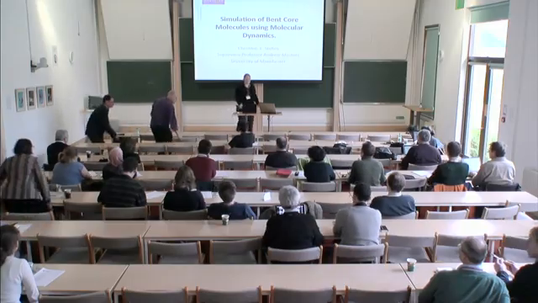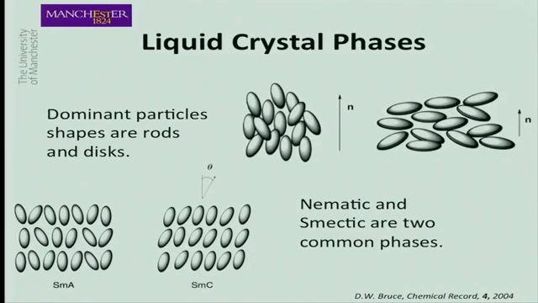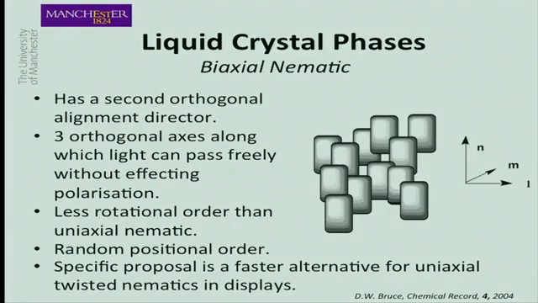Okay, so I'm presenting the simulation of bent core molecules using molecular dynamics. Generally when we think of liquid crystals, we think of particles that are rods or disks, and general phases we think about like nematics and smectics. But the phase that in my group we've been interested in is the biaxial nematic phase, and this has a second orthogonal alignment director. The reason we're interested in this phase is because it's proposed that it'd be good for a faster alternative to a uniaxial twisted nematic in liquid crystal displays.